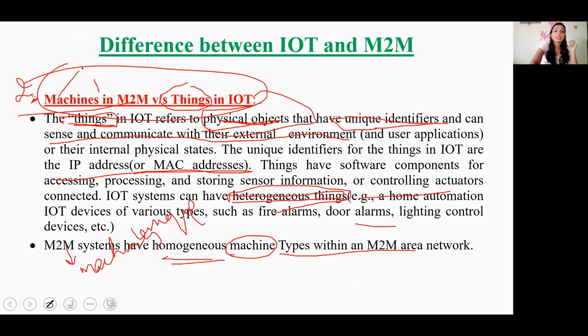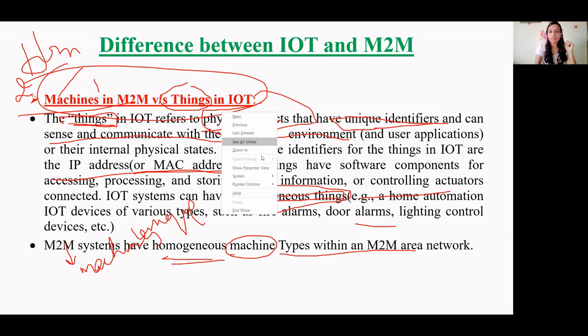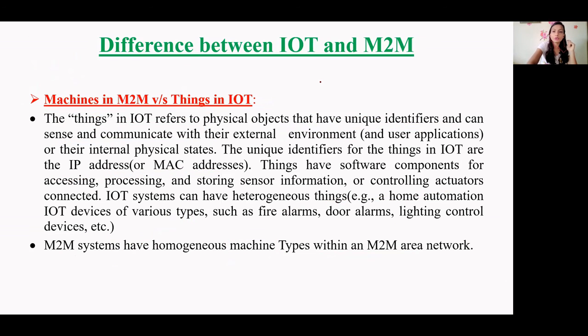This is your second difference, that is, how machines in M2M are and how things in IoT are. So machines are homogeneous, all are the same. Okay, all are alike. Whereas in IoT, how is it? Yes, in IoT it is heterogeneous. Okay, and it will have a unique identity. So you can use an IP address, MAC address or something, and you have to remember it is heterogeneous.